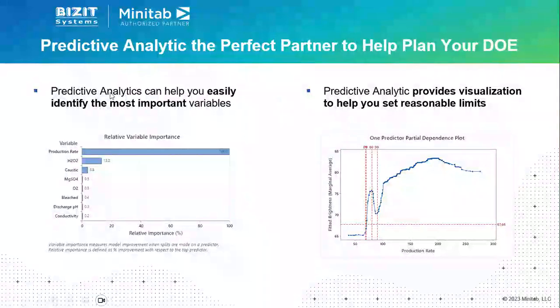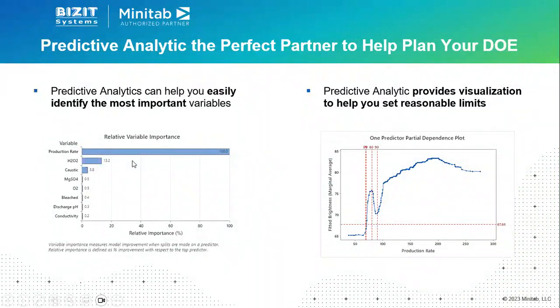For example, in the PA, you can easily identify the most important variables. For example, if you go for design of experiment, you need to go for the screening design. So you combine all the predictors or factors together, and then maybe it will be difficult for you to stop the production to run the experiment, or it could take a lot of time or a lot of cost to do the screening design. So that's why predictive analytics will help you identify the most important variables based on relative variable importance.